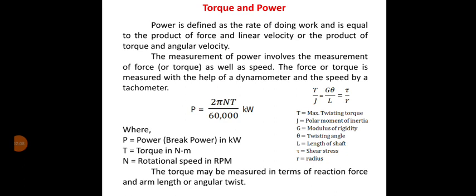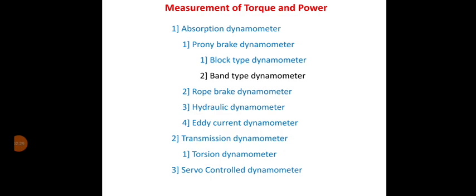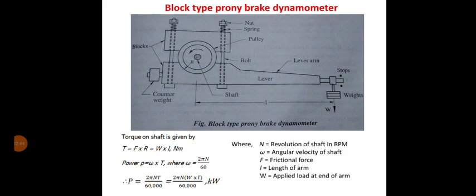The torque may be measured in terms of reaction force and arm length, or angular twist. Here we are going to measure torque in terms of force, that is weight, and arm length. In this class we are going to focus on one of the torque measuring devices, the absorption dynamometer. Under the absorption dynamometer we will see the Prony brake dynamometer, its construction and working.